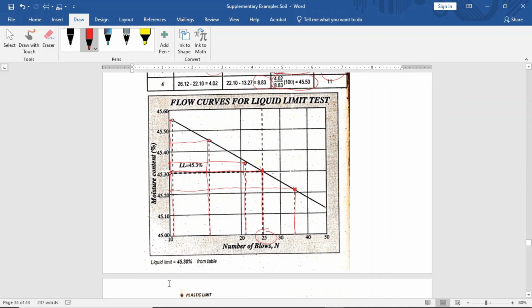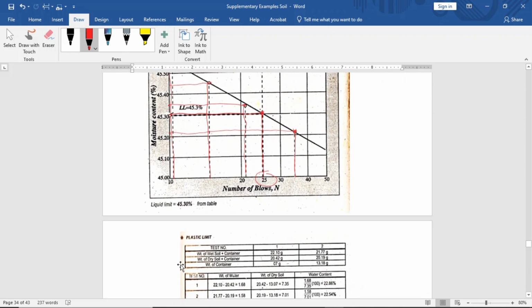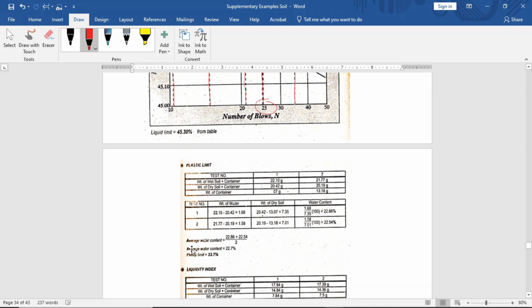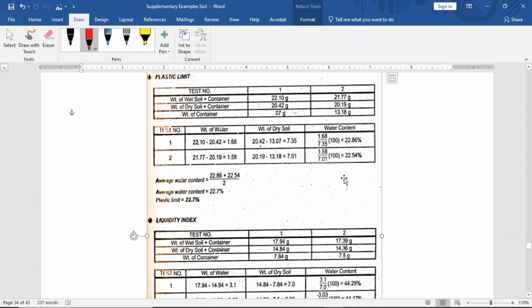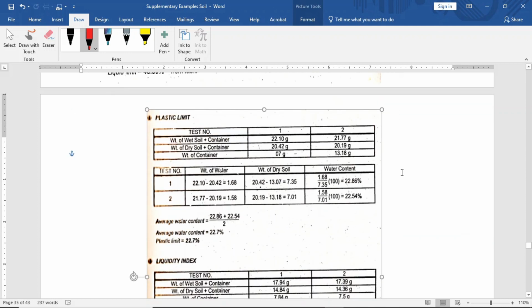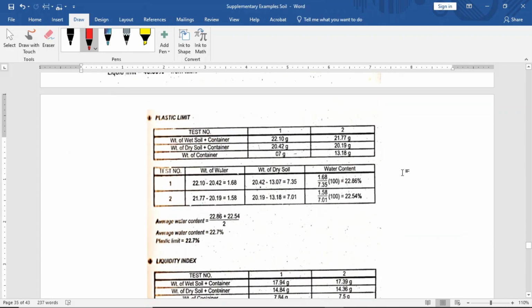So, ito, liquid limit natin based from the table, sa curve natin, is 45.30%. So, makuha na natin yung para sa liquid limit. Sunod naman natin is para sa plastic limit. Sa plastic limit, hindi tayo mag-curve, computation lang tayo.